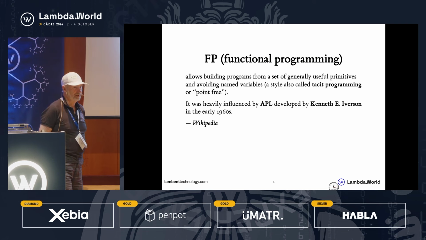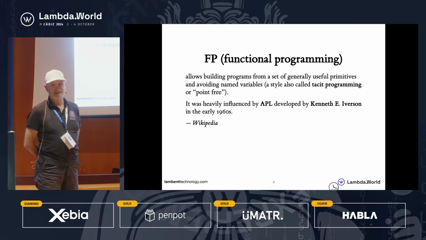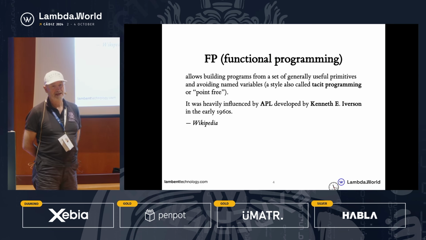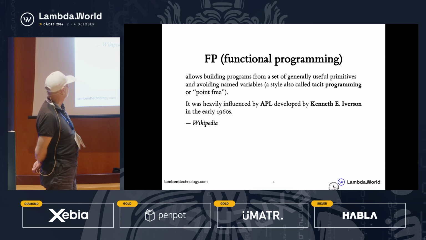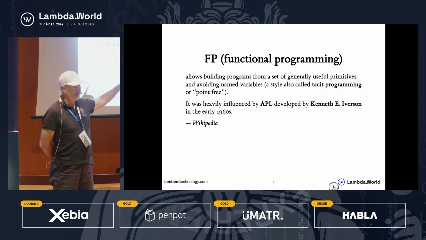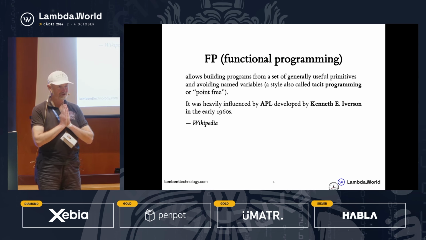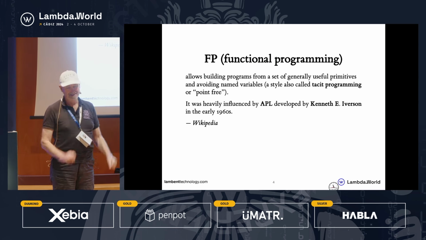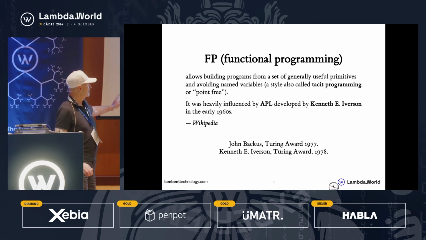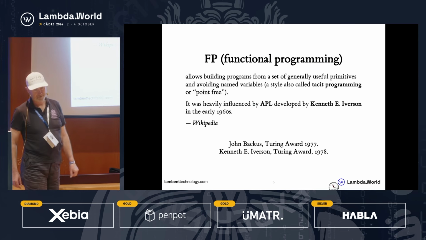Functional programming, Wikipedia tells me, allows you to construct programs by pushing functions together, sort of like building blocks or a Lego game. And even Wikipedia notes it was heavily influenced by APL, developed by Kenneth E. Iverson in the early 1960s. That's the Ken Iverson that one of the three rooms up there is named after. And I want to congratulate the conference organizers on an excellent picture of Ken. It really captures the spirit of the man. So Backus got the Turing Award in 1977, and he recommended Ken Iverson for the award, which was given him the following year.